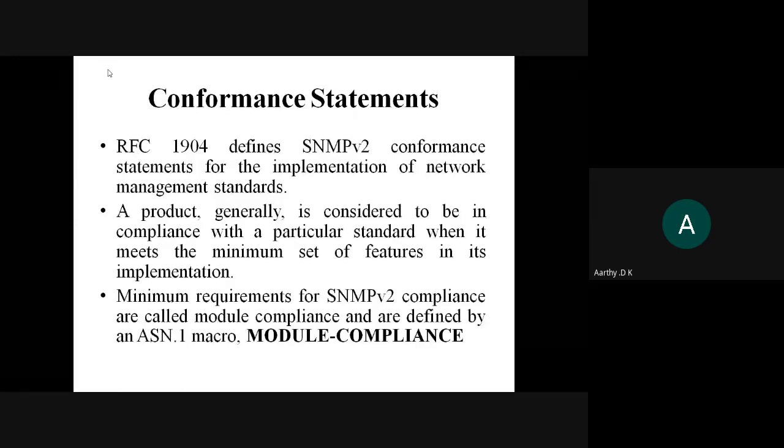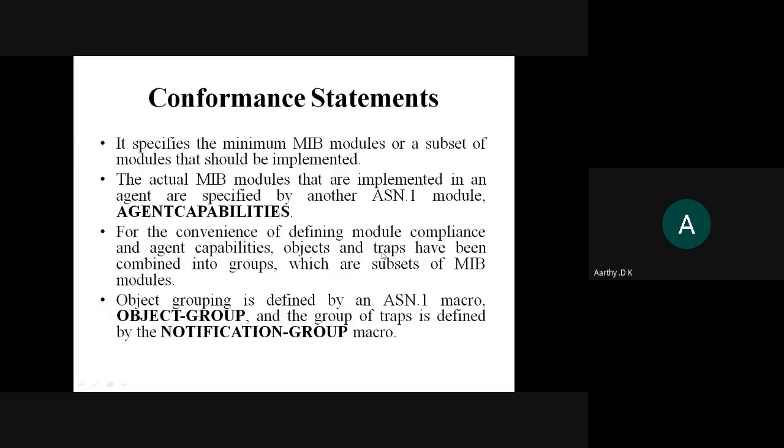So these conformance statements give you a set of macros that help you make your systems work in different versions. The minimum requirements for SNMP compliance are called module compliance, and they are defined in the ASN.1 macro module compliance. We will look into each of them. Next we have the agent capabilities module that defines the conformance for the agent, so for the manager and for the agent. Next we have object group.